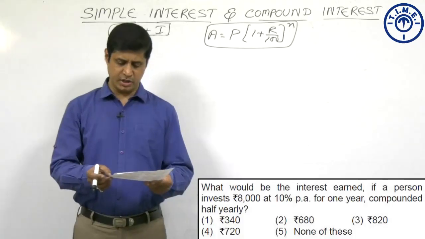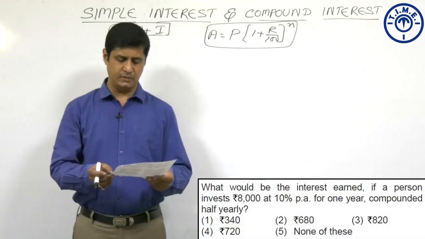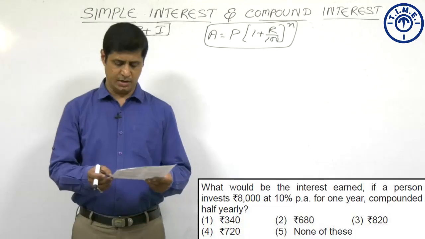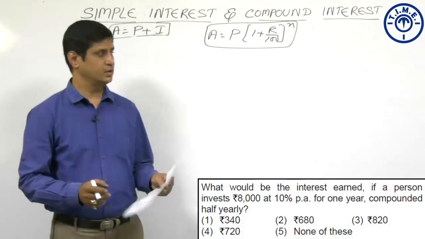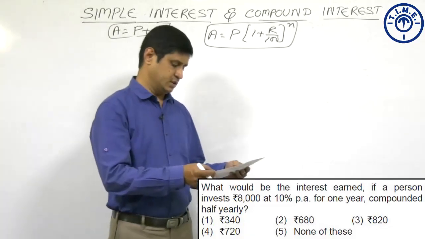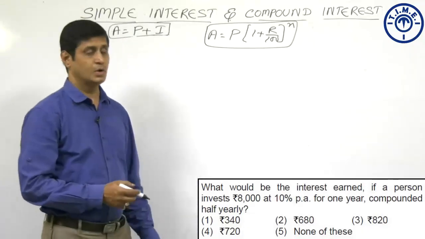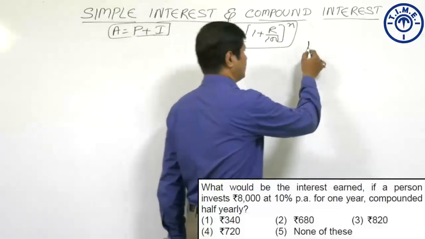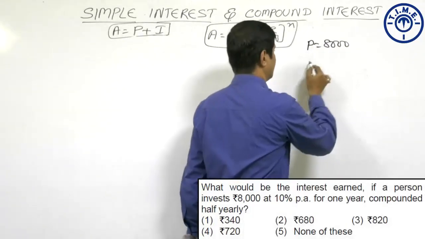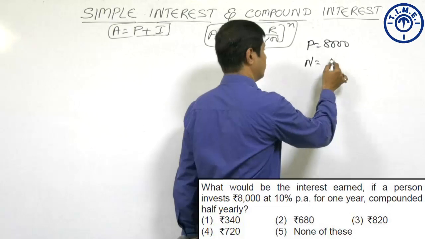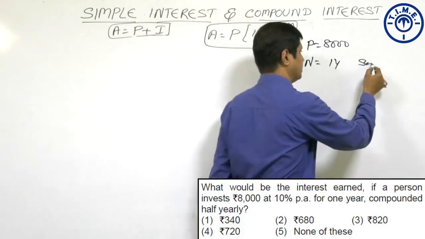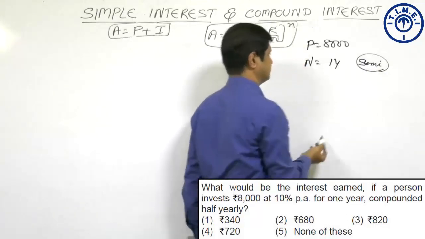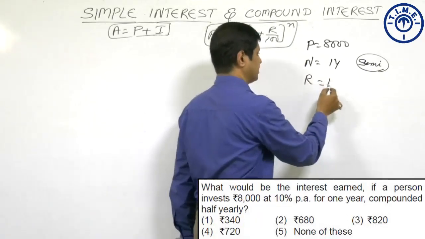What would be the interest earned if a person invests rupees 8,000 at 10% per annum for 1 year compounded half yearly? Now, what to find? The interest value. The principal is given here, 8,000, and number of years is 1 year, but the condition is given half yearly. Half yearly means semi annually. What about the rate of interest? It is 10% per annum.